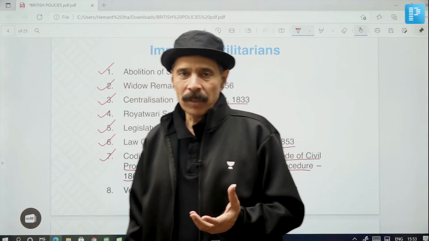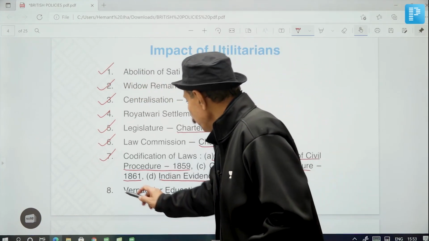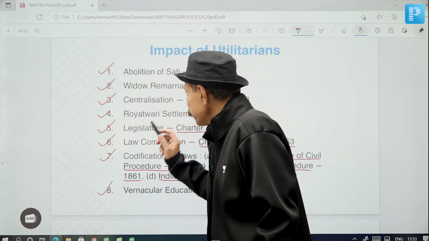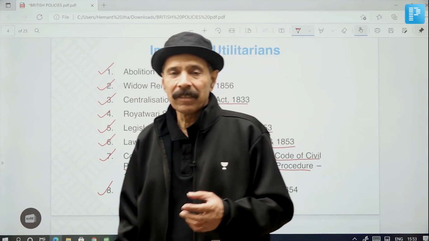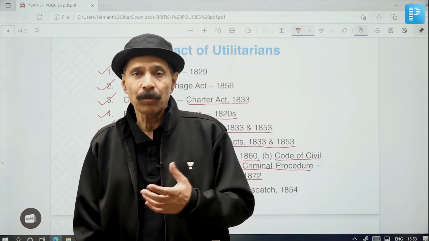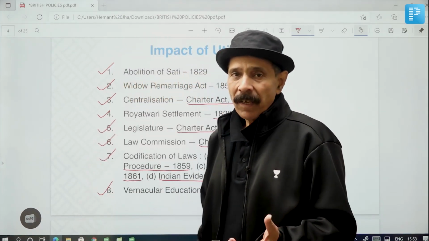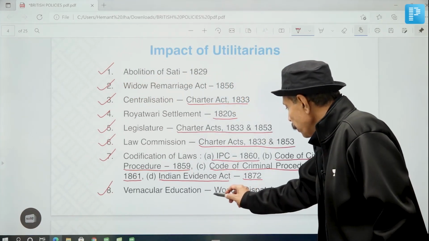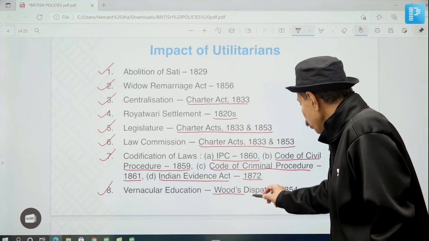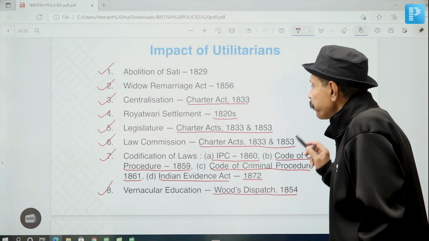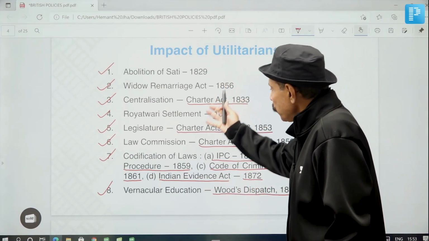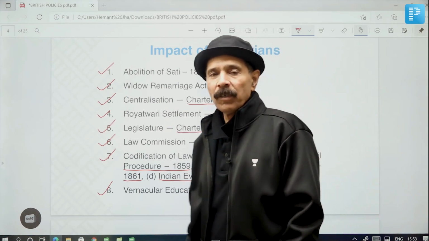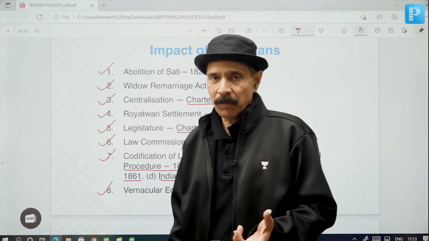And the last important influence we find is vernacular education. Utilitarians considered vernacular education more suited for Indian people. And the provision for vernacular education was there in the famous Wood's Dispatch 1854. So all these factual details are very, very important for your preliminary examination.